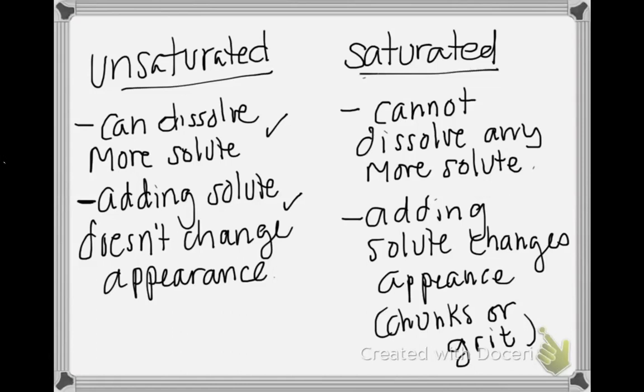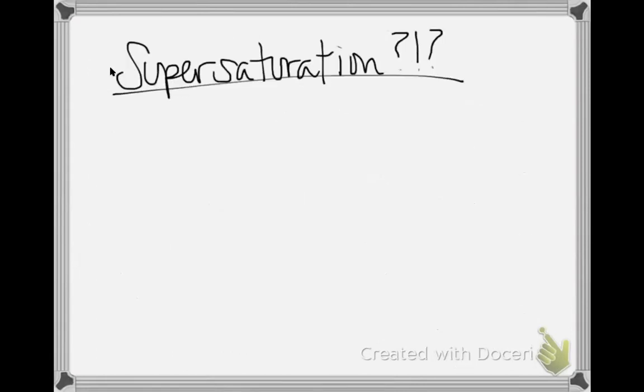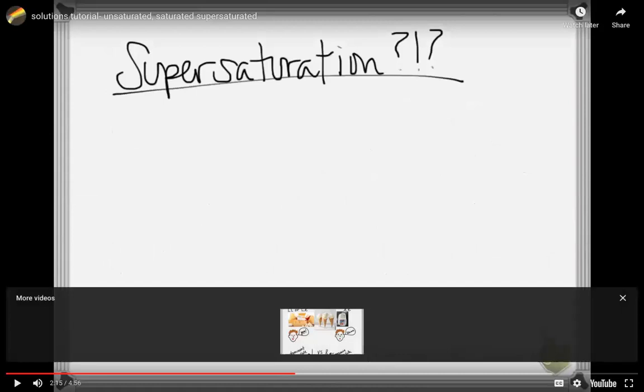In a saturated solution, you cannot dissolve any more solute. Therefore, when you add solute, it's going to change the appearance. You'll see chunks or grit. Now, no matter how long you stir a saturated solution, if you don't change the temperature, those chunks or grit are not going to go away. One more way to tell you've got a saturated solution. You've reached the saturation point.